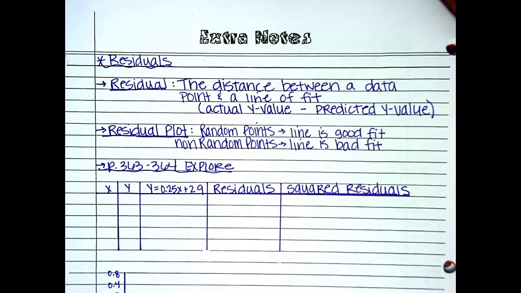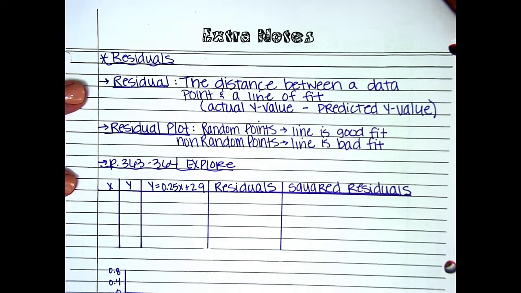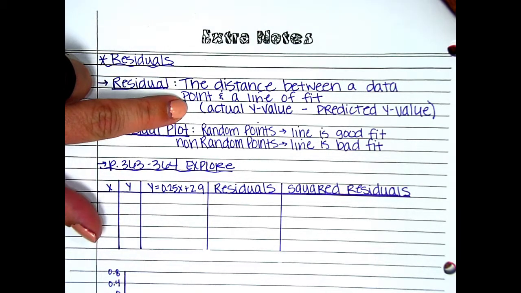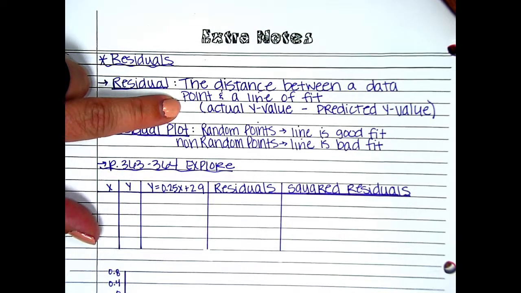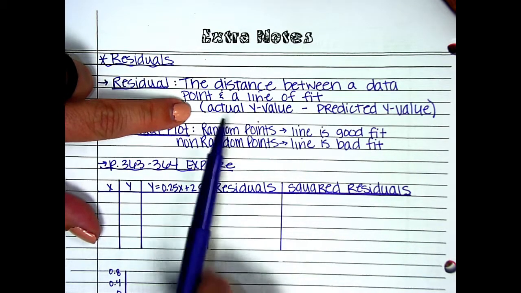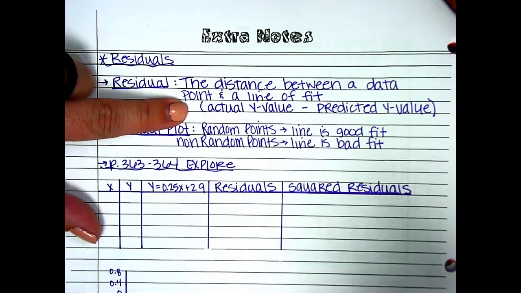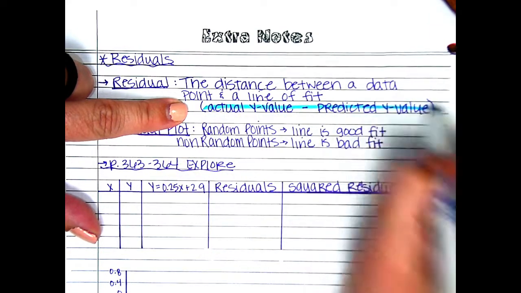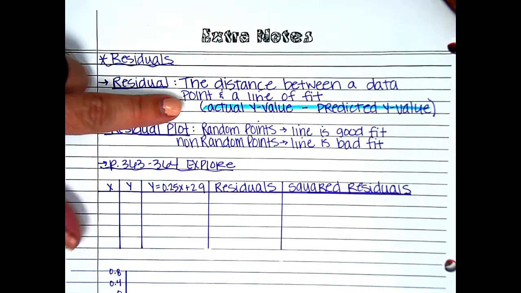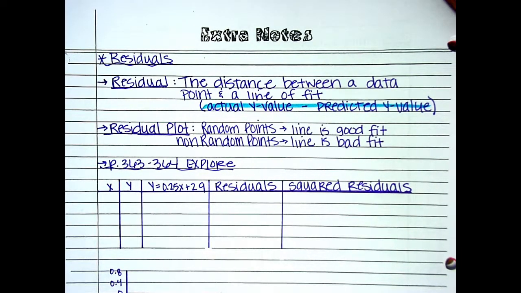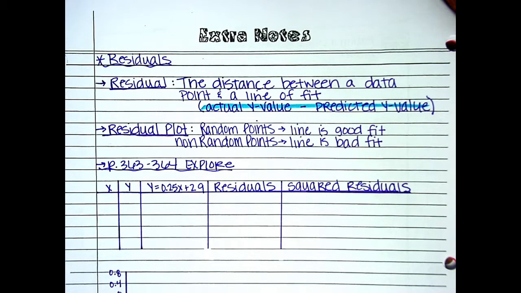Okay, residuals. A residual is the distance between a data point and a line of fit. Yesterday we practiced drawing the lines of fit. So it's the actual y value minus the predicted y value. The actual y value is what it is. The predicted would be the value that falls on the line.